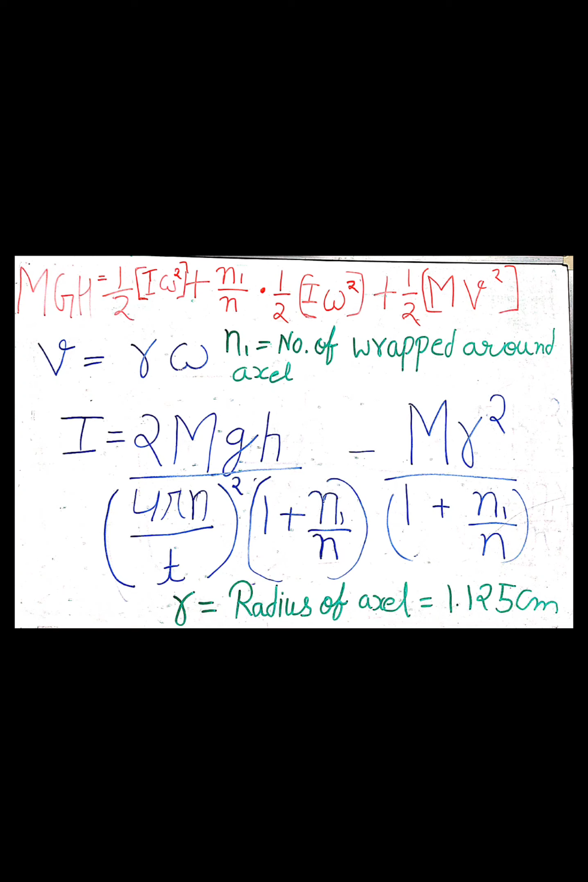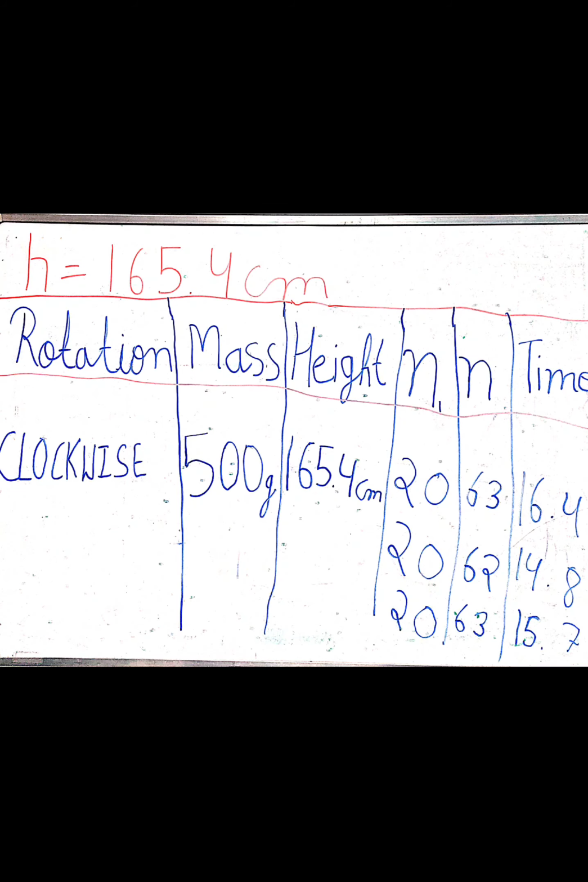So we will calculate I by 2mgh upon 4 pi n upon t, whole square, into 1 plus n1 upon n, minus mr square upon 1 plus n1 upon n, where r is the radius of the axle, which is equal to 1.125 centimeter, h is equal to 165.4 centimeter, and the weight of the peg is 500 gram.